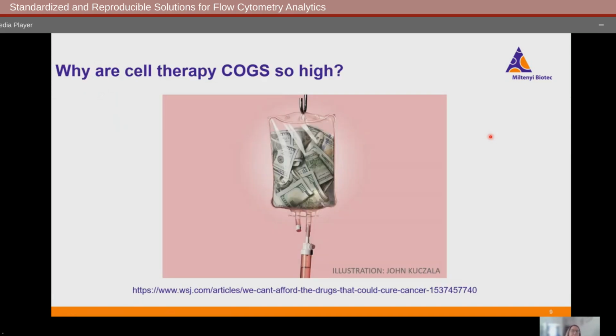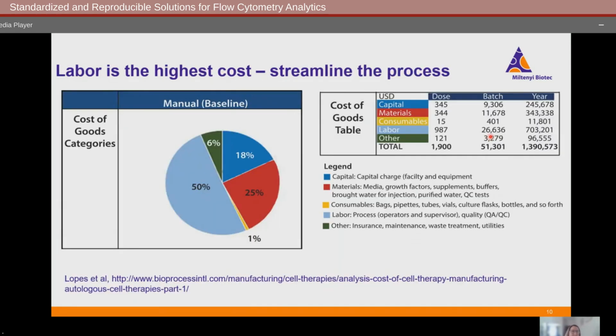One of the questions we get pretty often at Miltenyi is, you have this great automated platform to produce autologous cell products, so why is the cost of manufacturing still so high, given that you have that automation? It's a very good question, and it's true. It's still extremely expensive to produce one lot of an autologous T-cell therapy. So where is that coming from?